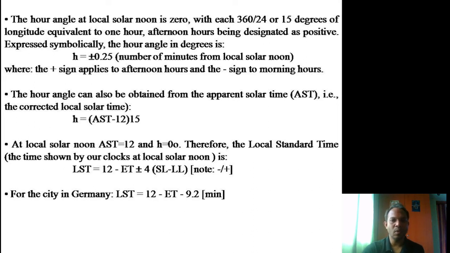Therefore, the local standard time, the time shown by our clocks at solar noon, is given by, based on this we are going to calculate it. It is given by local standard time is equal to 12 minus ET plus or minus 4 into SL minus LL. Note that the minus or plus just applies whether it is afternoon hours or morning hours. For a city in Germany, if you take an example, LST is equal to 12 minus ET minus 9.2 minutes. That is how it will be calculated.